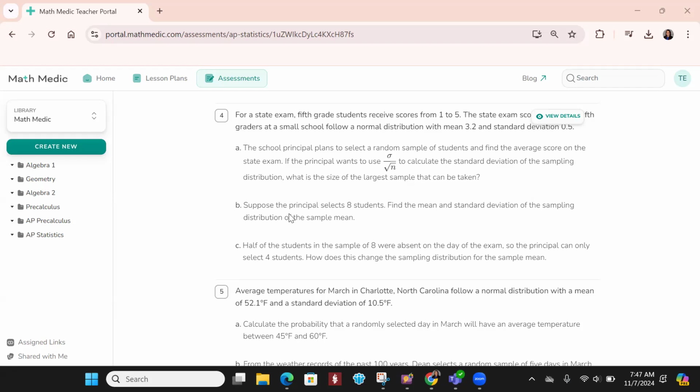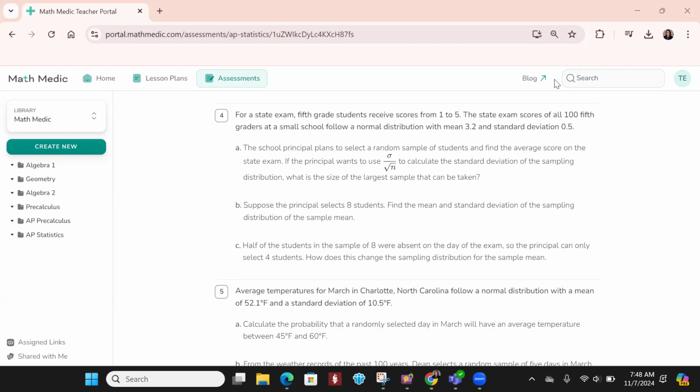For a state exam, fifth grade students receive scores from 1 to 5. The state exam scores of all 100 fifth graders at a small school follow a normal distribution with a mean of 3.2 and a standard deviation of 0.5. The school principal plans to select a random sample of students and find the average score of the state exam. If the principal wants to use sigma over square root of n to calculate the standard deviation of the sampling distribution, what is the size of the largest sample that can be taken?